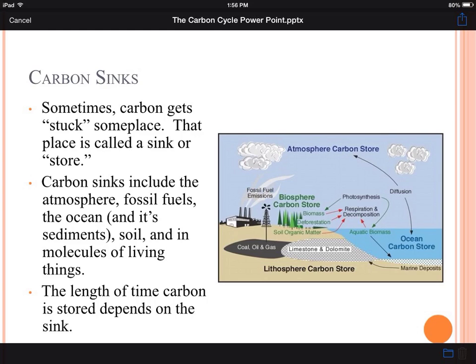There are other carbon sinks. You've got soil, molecules of living things. So basically, you're a carbon sink when you think about it. It's just that you're a short-term carbon sink. So the length of time that carbon spends in one of the sinks is dependent upon the sink itself.